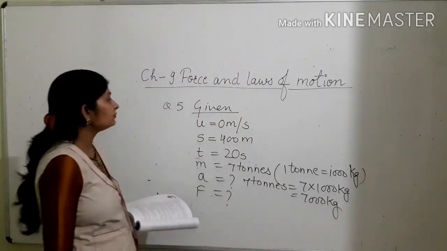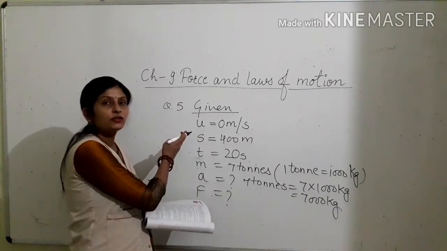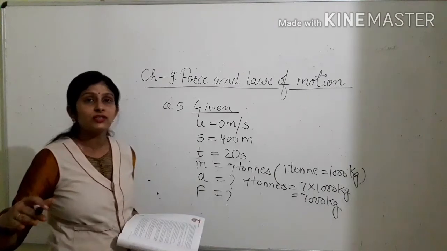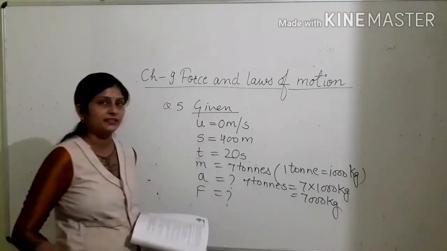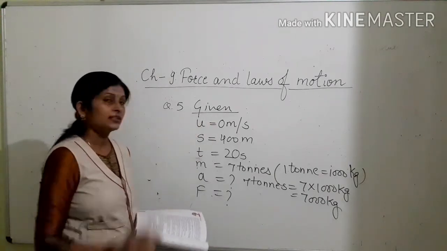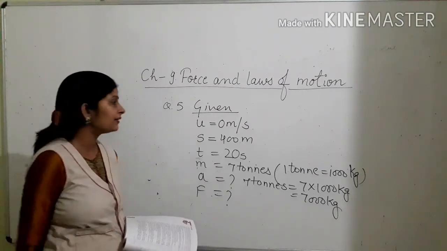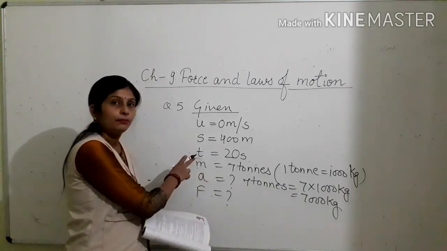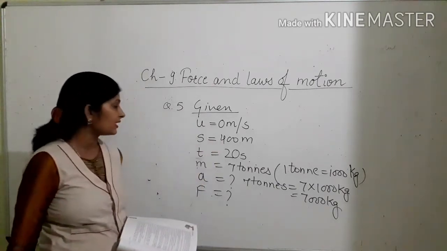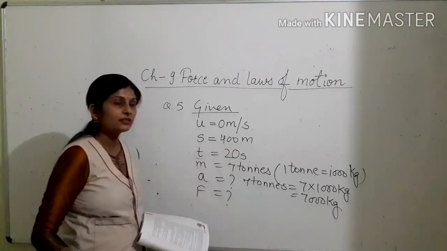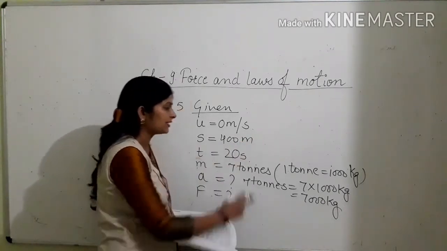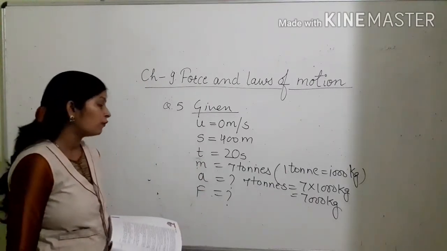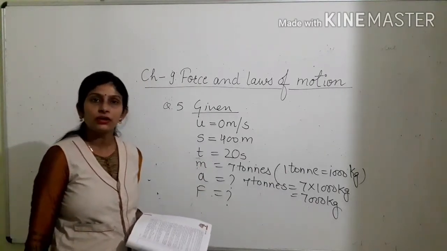So what is given? Initial velocity of the truck u is 0 meter per second, because the truck was at rest. It covers a distance of 400 meter, so distance is 400 meter, in time t is equal to 20 seconds. Mass is 7 tons, so we will convert it into kilogram, that is 7000 kilogram. You have to find acceleration as well as force acting on the truck.